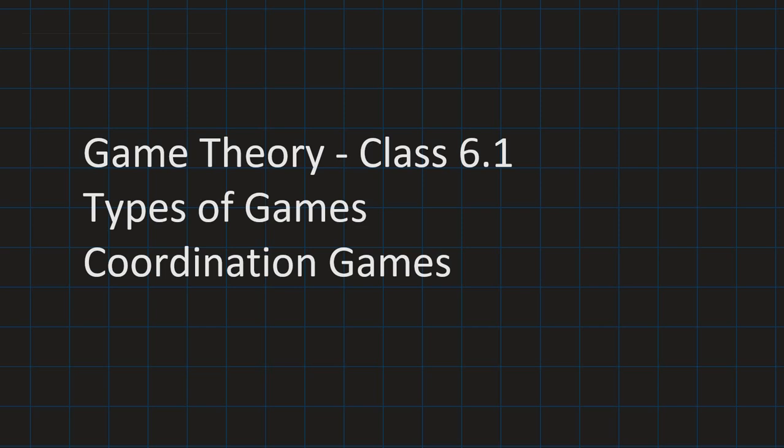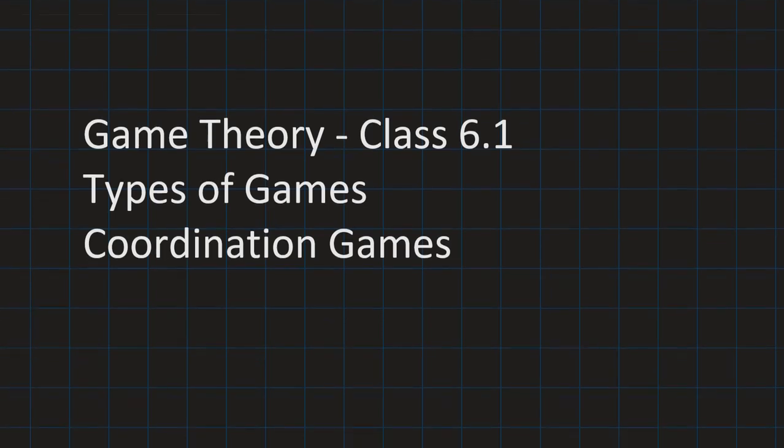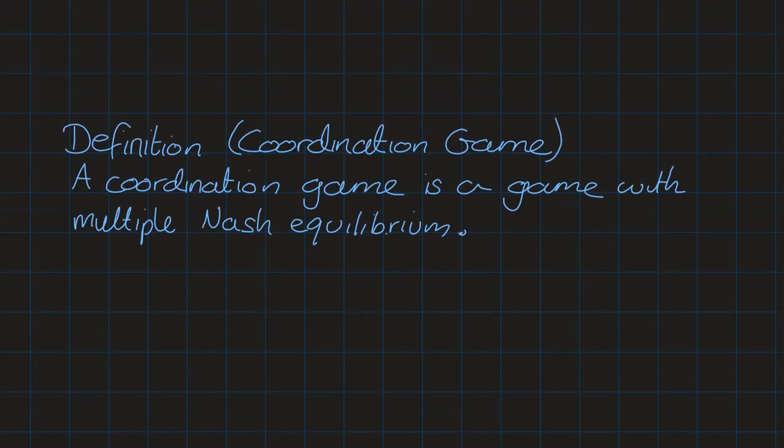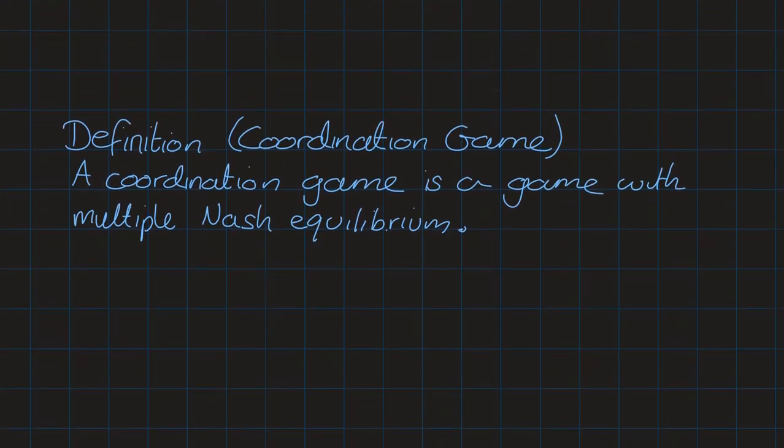The first type of game I want to talk about is called a coordination game. And I'll get to the definition right now. So, definition: a coordination game is a game with multiple Nash equilibrium. It's a really simple abstract definition, right? It's abstract in the sense that it doesn't really give you much of a qualitative feel for what's going on, but this is the definition. So the only requirement to be a coordination game is to have multiple Nash equilibrium.